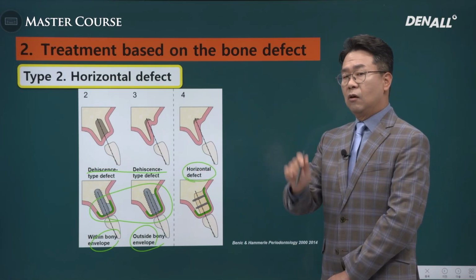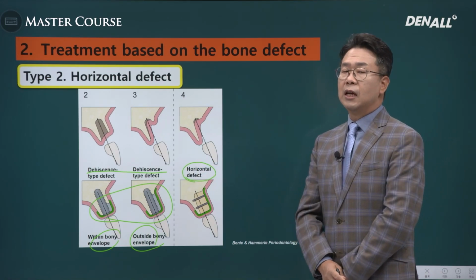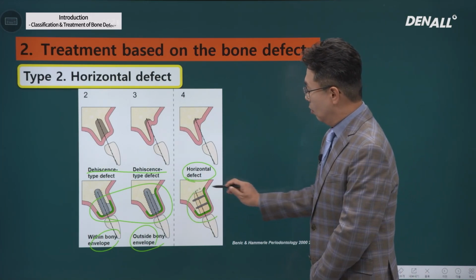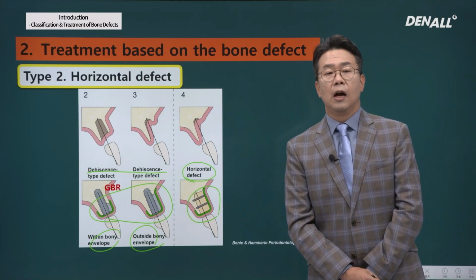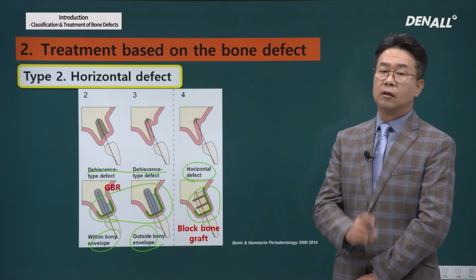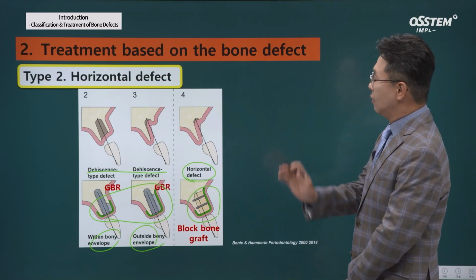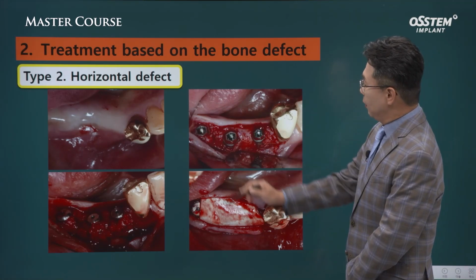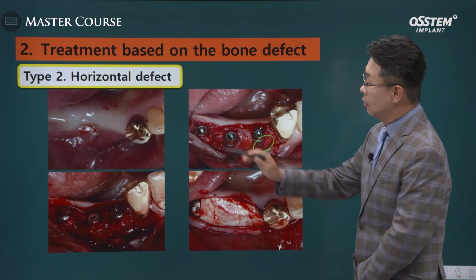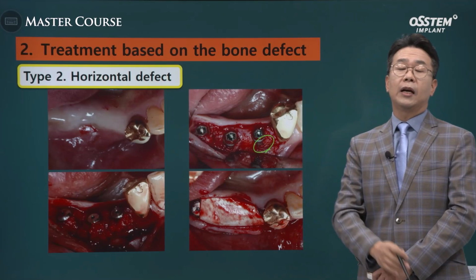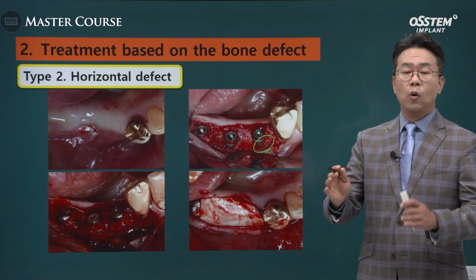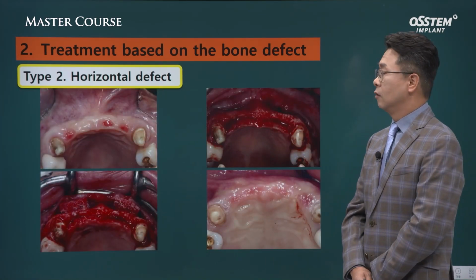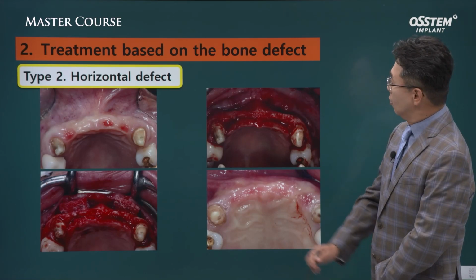If there's bone loss of over half of the implant diameter that is to be placed horizontally, then this can be referred to as horizontal defect. In that case, block bone graft can be done. You need to choose the right indication and make a decision. As you can see here, there is a defect and there's exposure as mentioned earlier, although extensive. If it is intrabony defect, then you can do GBR and restore it.